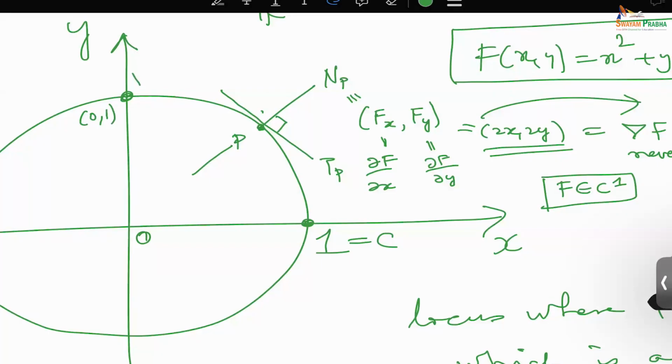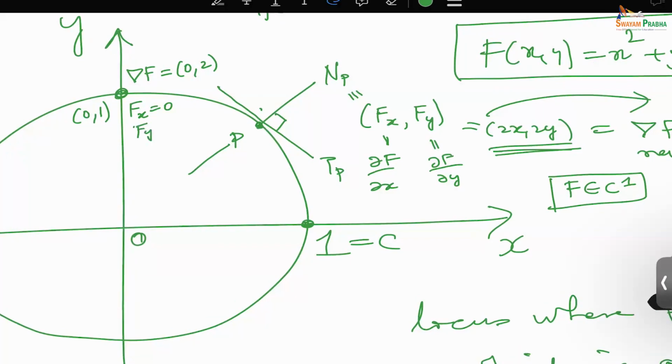If you write the gradient here, I have to just substitute in this 2x comma 2y. So this is going to be 0 comma 2. And here what is happening is that fx is 0, because fx is 2x, the x coordinate is 0, and fy is not 0. See, this is what is happening here.